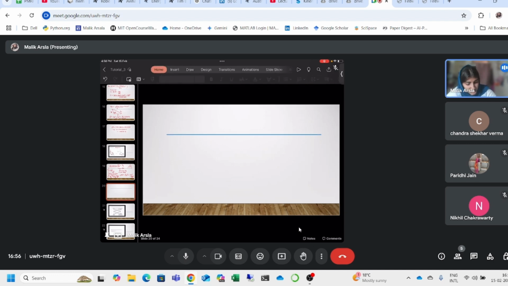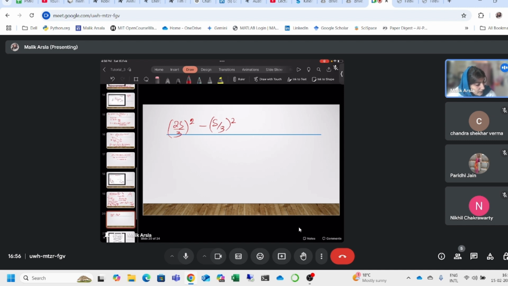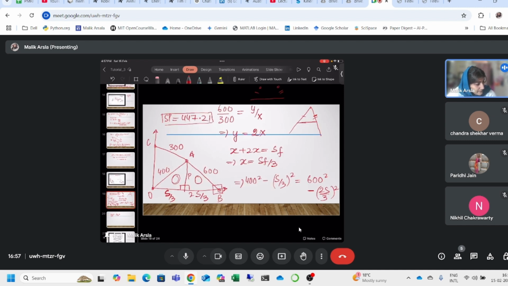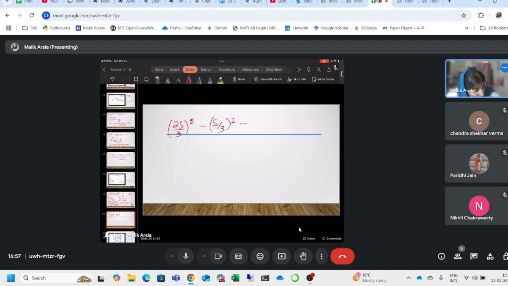So what you can do is write 2s by 3 whole square minus s by 3 whole square is equal to 600 square minus 400 square. So this is coming out to be s square by 9. It's coming out plus minus 77.45. Yeah, that is in meters.